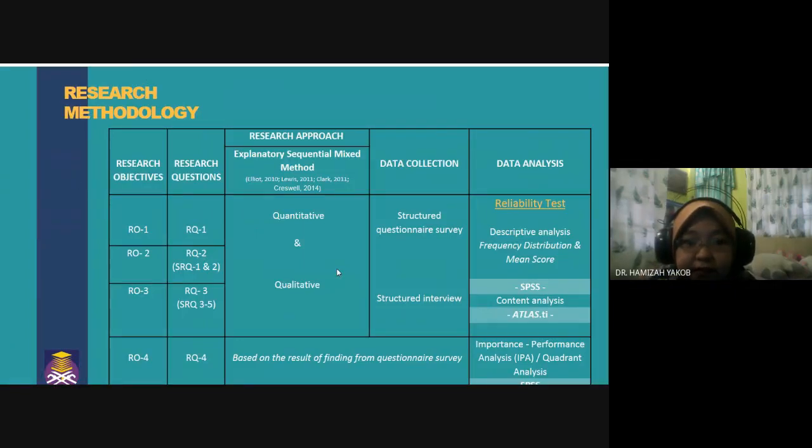Okay, move to research methodology. To achieve research objectives 1, 2, and 3, the research used explanatory sequential mixed methods, which is quantitative and qualitative. Quantitative data were collected using a structured questionnaire survey, and were analyzed in terms of descriptive analysis, frequency distributions, and also mean score. For the qualitative approach, the data were collected via structured interviews, which were analyzed using Atlas.ti based on content analysis of the full transcript of the interview findings. For achieving research objective 4, based on the results from the questionnaire survey, the analysis was done by SPSS as well, but in terms of the importance performance analysis index, which is IPA, also known as quadrant analysis.